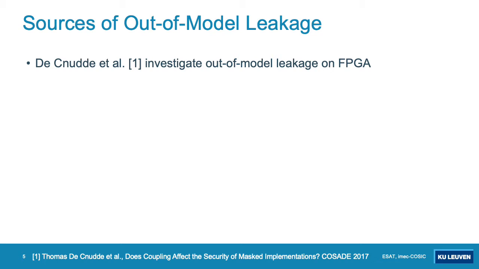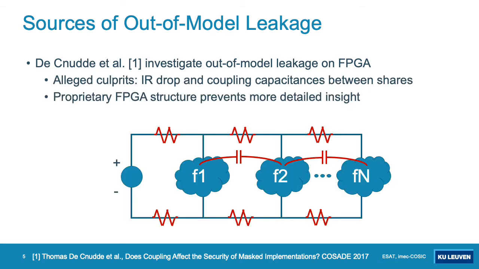In the real world, there appears something called out-of-model leakage. Thomas De Cnudde et al. have recently demonstrated the existence of such leakage for a threshold implementation of a scheme on an FPGA board. They speculate that the culprits for this leakage may be either resistive IR drop across the supply rails or the coupling capacitances between the shares, or maybe both. Nevertheless, due to the proprietary internal structure and the complexity of FPGA devices, the evidence remains speculative.